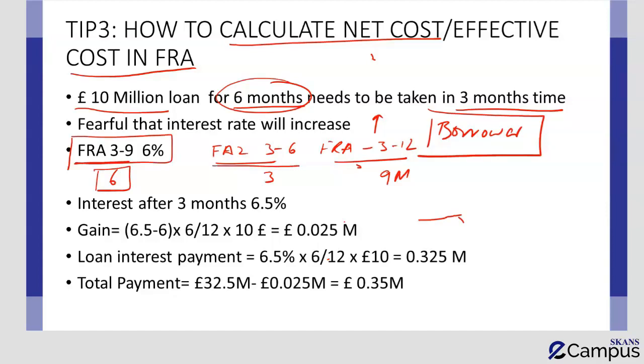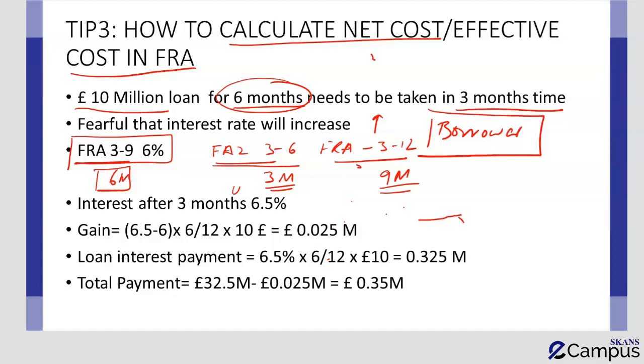Why is the 3/6 not suitable? Because it will make me underhedged, as it only covers 3 months of my loan duration. The 3/12 will overhedge because it covers 9 months of the loan. I don't need a 9-month loan, I don't need a 3-month loan, I just need a 6-month loan. As a result, I will select the 3/9 FRA.